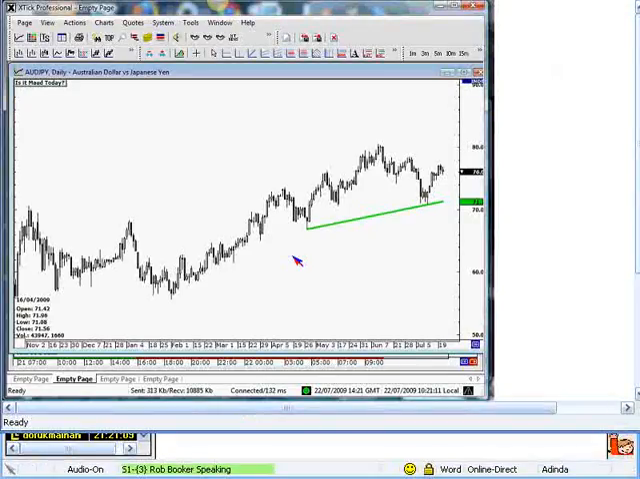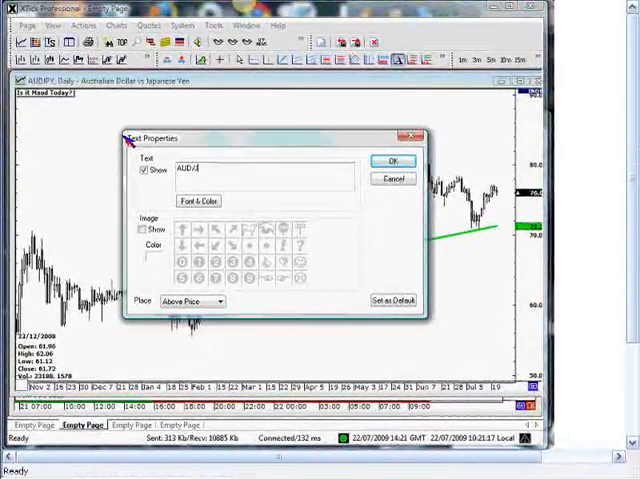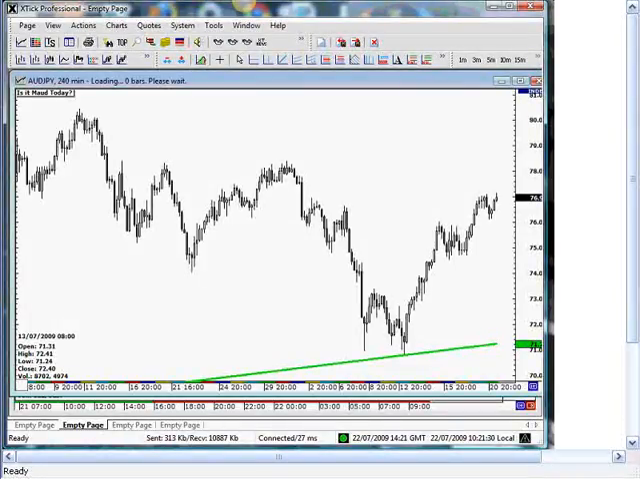No chart. Thank you for reminding me. You should be able to see the Australian dollar Japanese yen. You should be able to see that now. Thank you for notifying me.